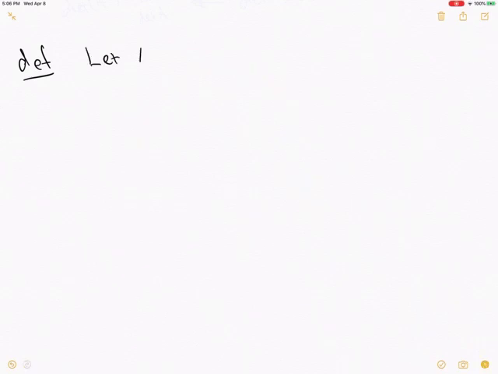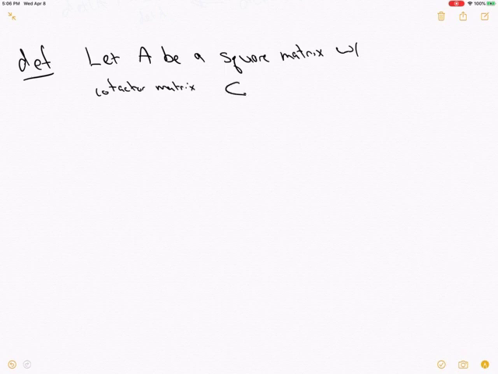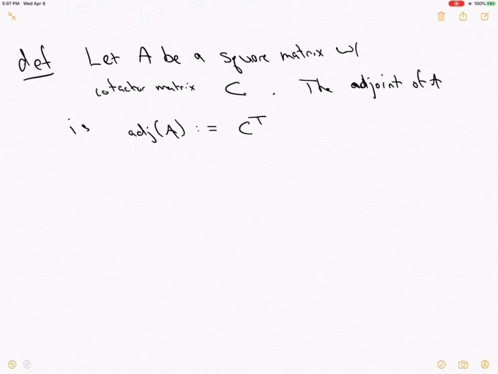So let A be a square matrix with corresponding cofactor matrix C. The adjoint of A is the matrix, ADJ of A, defined to be equal to the transpose of the cofactor matrix.